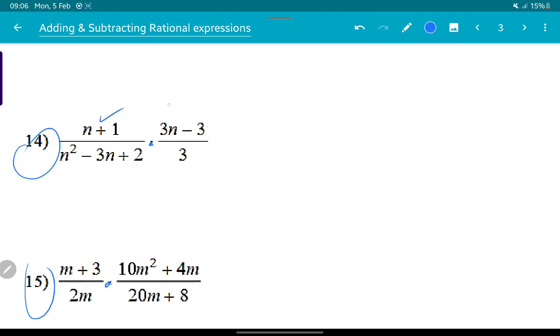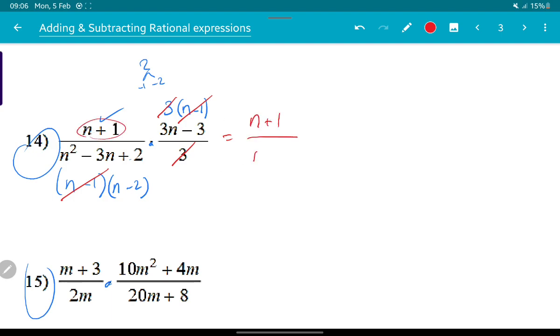We can factor this by 3, with 3 as a common factor. This will leave n minus 1. How to factorize this? This is negative 1 and negative 2, so n minus 1, n minus 2. Now, can you simplify? We can cancel this n minus 1 with n minus 1. We can cancel this 3 with this 3. Okay, this will leave us with n plus 1 over n minus 2.